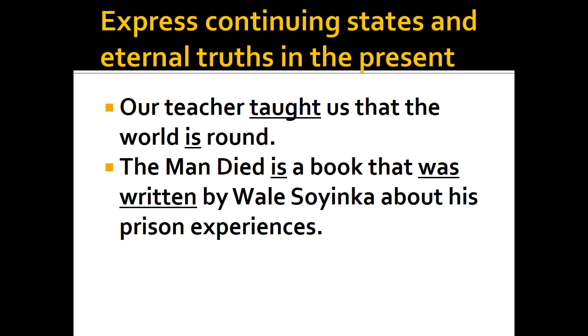The Man Died is a book that was written by Wole Soyinka about his prison experiences. So you can see is there is talking about the eternal truth. That's the truth, the true writer of the book. Okay, and then was written by Wole Soyinka. Okay, so that one is working. Is and was, there's that agreement because it's still expressing the truth about the whole thing.